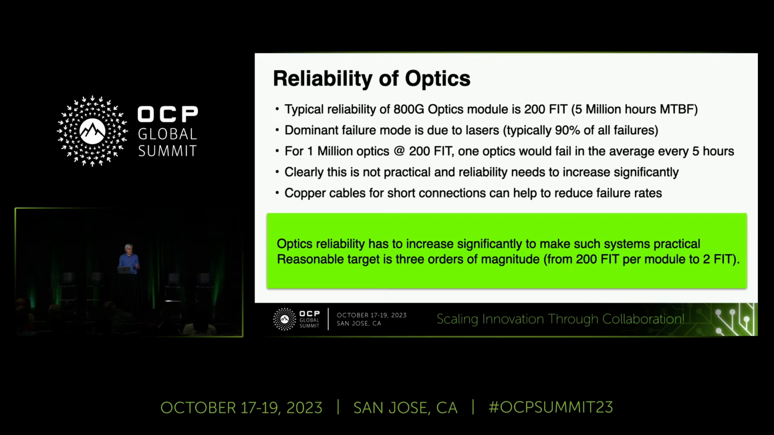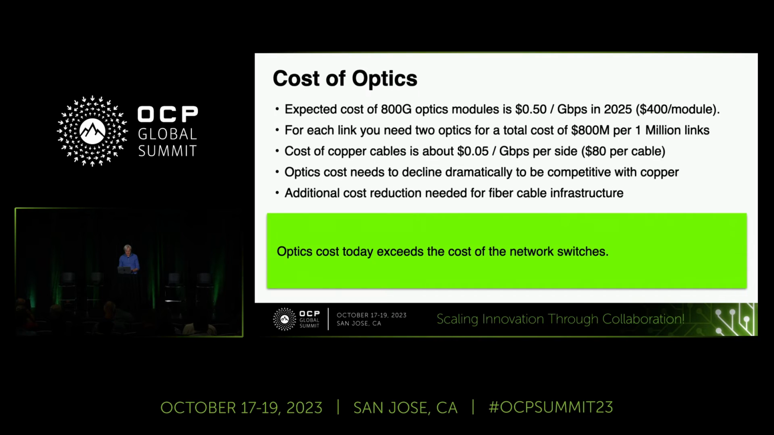Now, some of these connections may be copper cables, which, while they're much shorter, are much more reliable than optics. They basically don't fail. But nevertheless, one could argue that we need at least a 2 orders of magnitude improvement in optics reliability to have an acceptable scenario here.